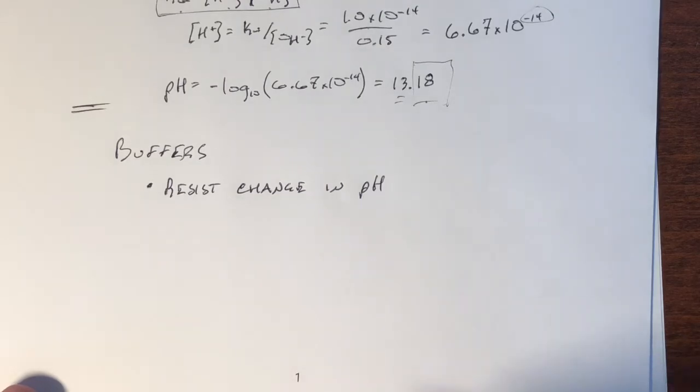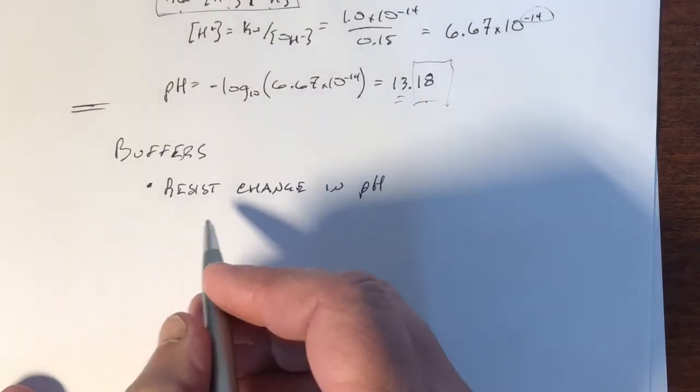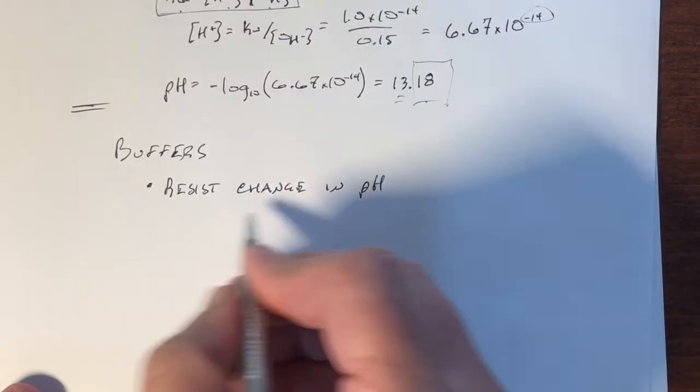If I have DI water and I add a couple of drops of hydrochloric acid, the pH will plummet. If I have a properly buffered solution and I add a little bit of hydrochloric acid to it, the pH change will be minuscule, a 1/10 or 100th of a pH unit. All right, so again, that's their operational definition.